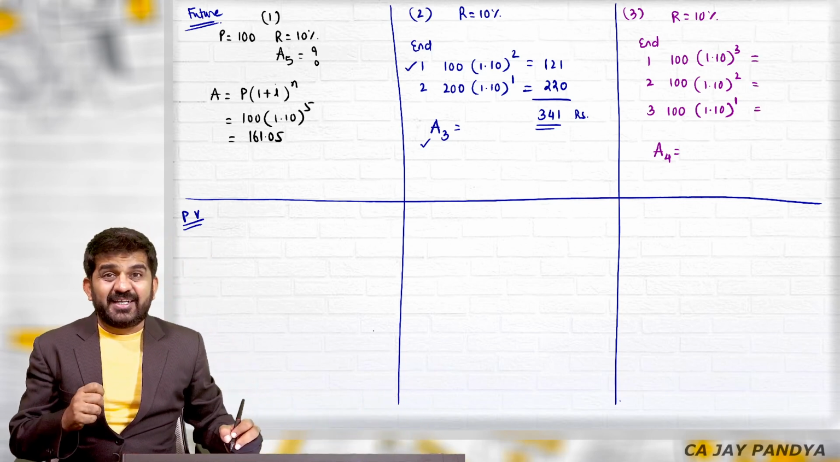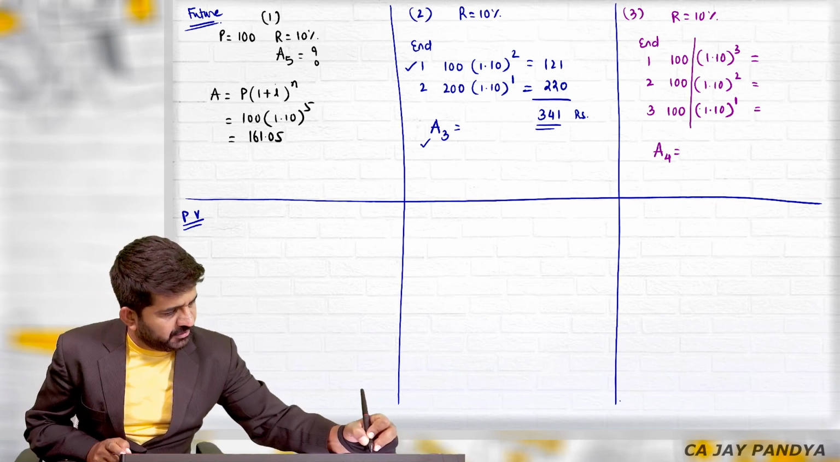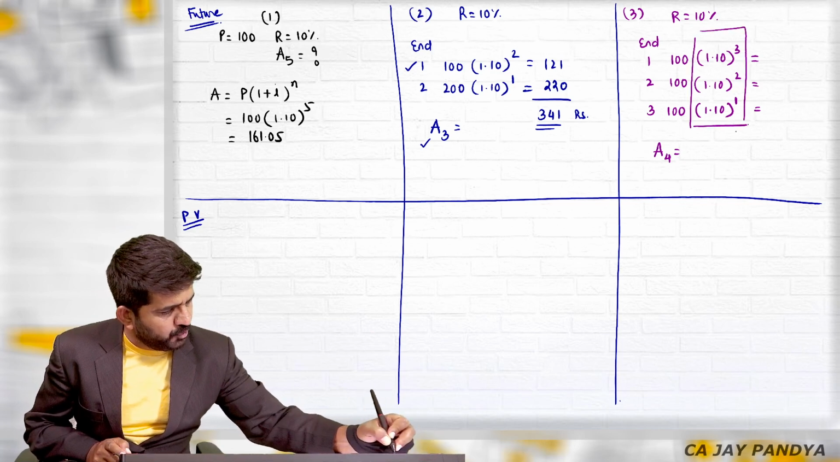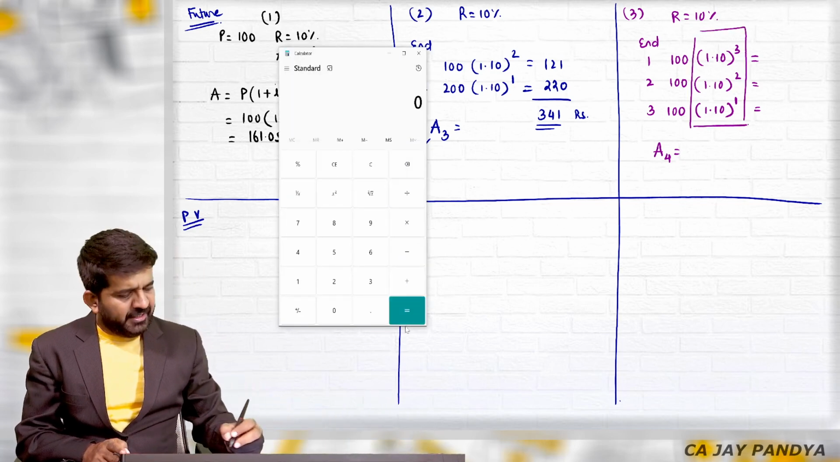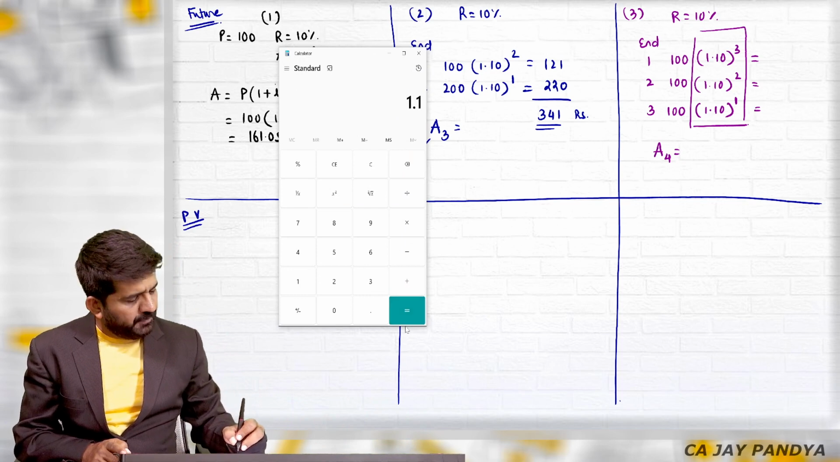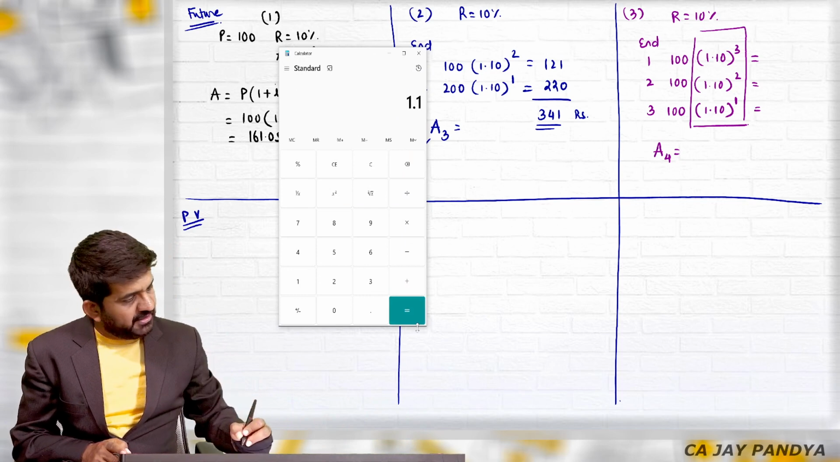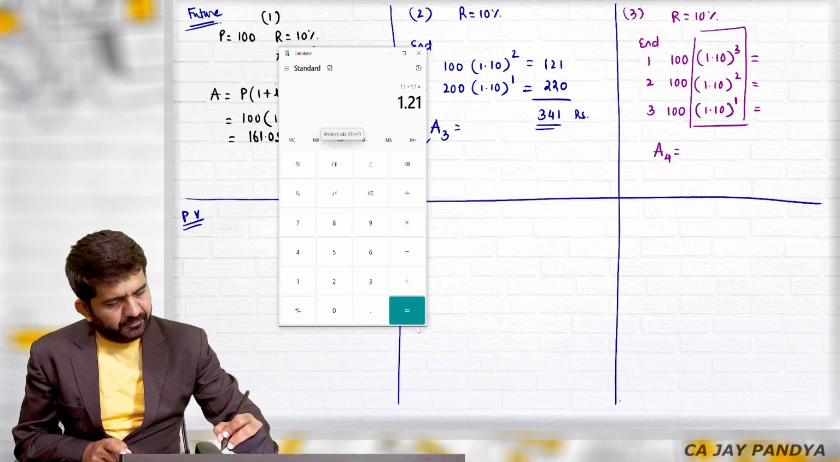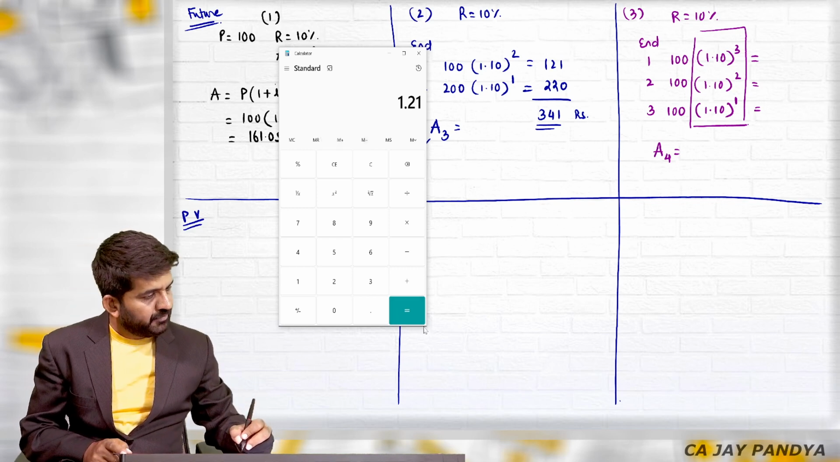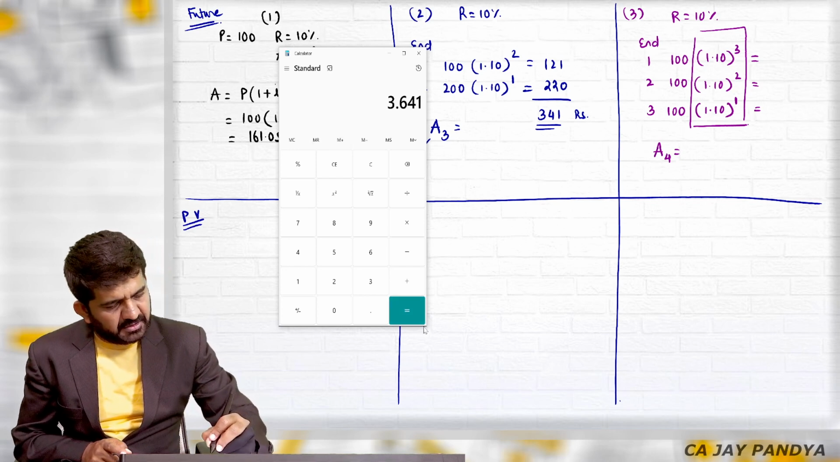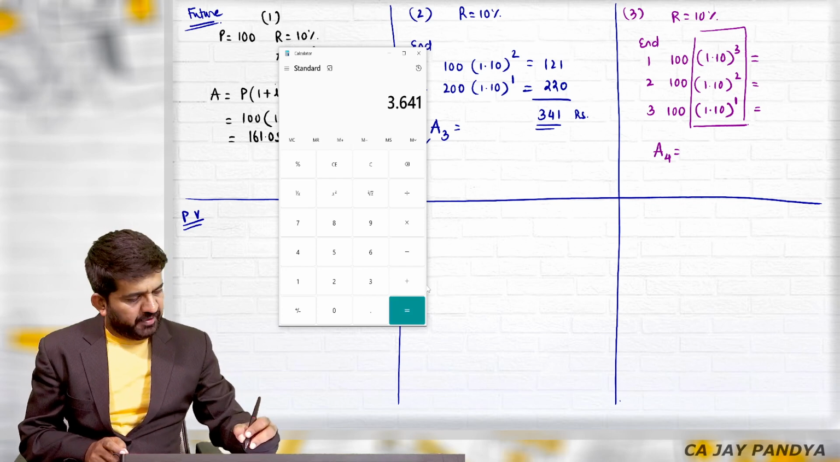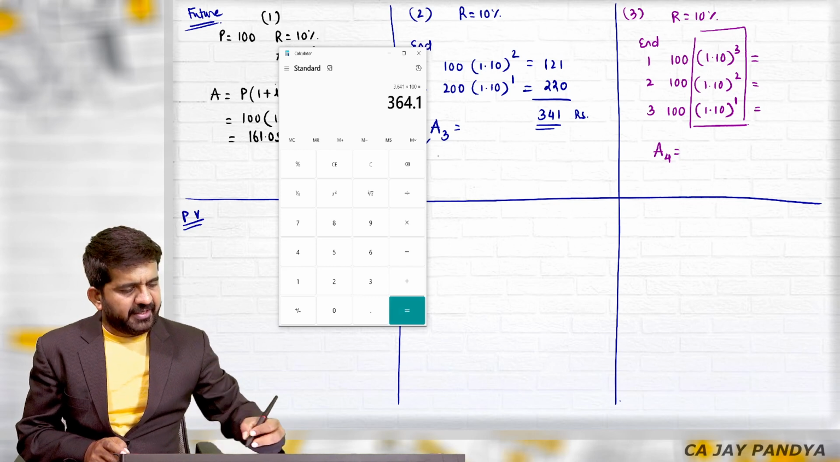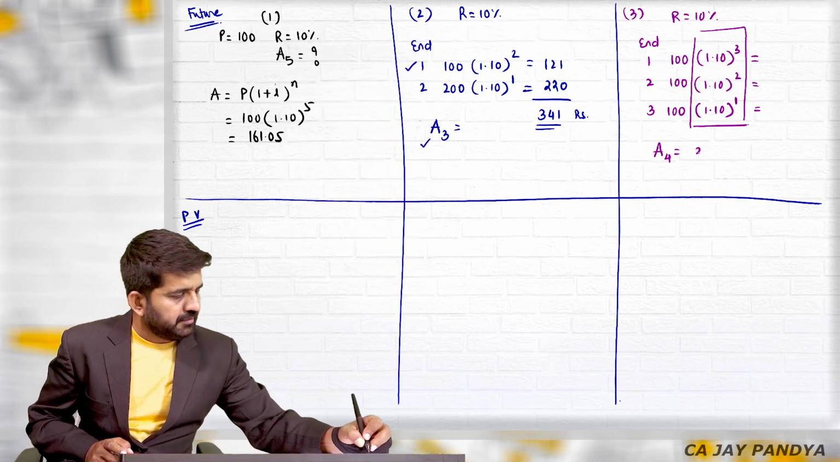What we do? We take 100 common and this portion we add it into memory. How to add it? 1.1 M plus multiplied by is equal to, this is square. M plus is equal to M plus. MRC is 3.641 multiplied by 100. I get answer of 364.1.